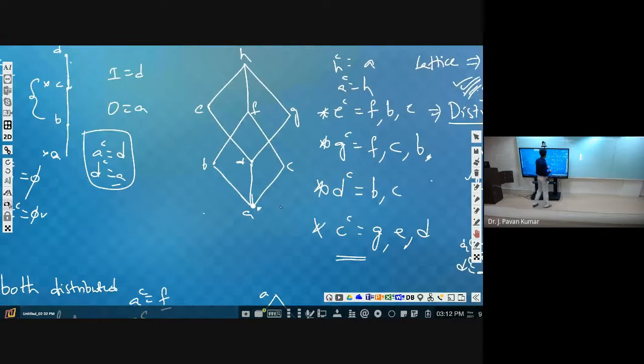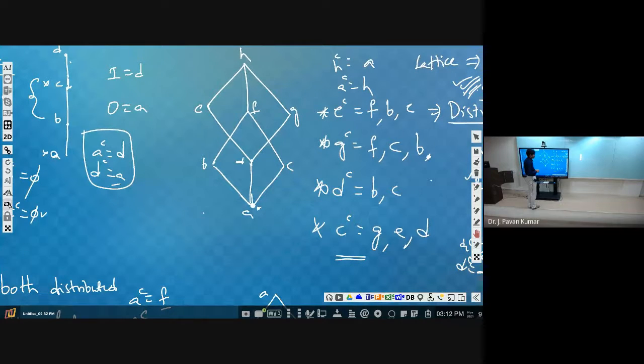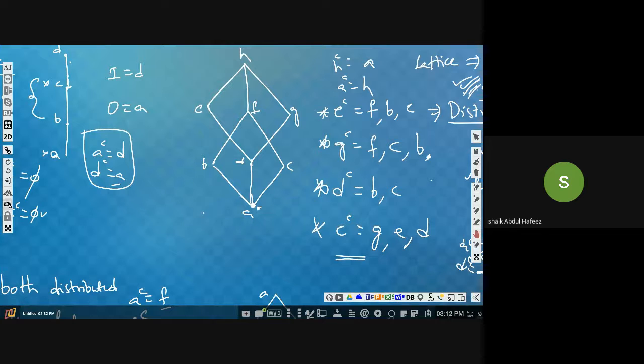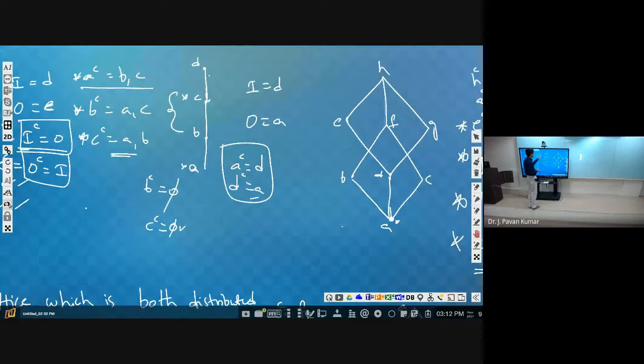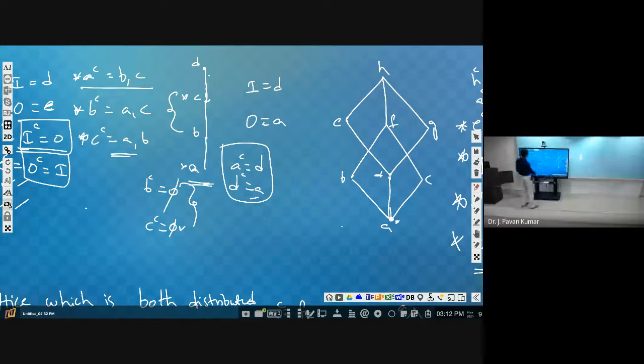Yeah, this one? No, sir. No. Why? Because it is not distributive. Yeah. Next, this one? No, sir. No. Why? Because it is having empty here. Complement does not exist. So it is not distributed. It is not distributive, or it is not complemented.